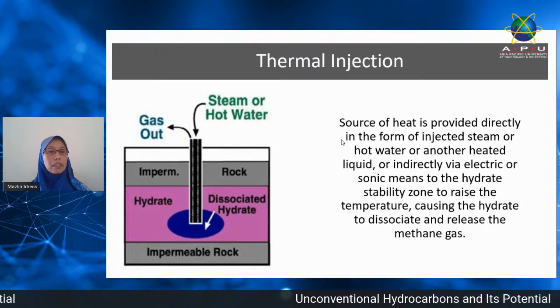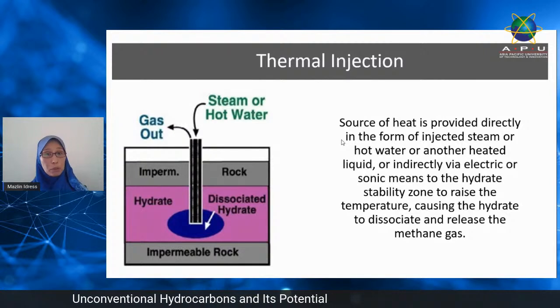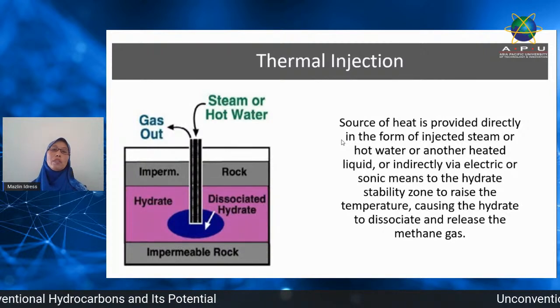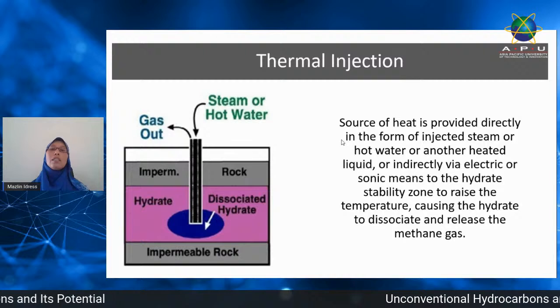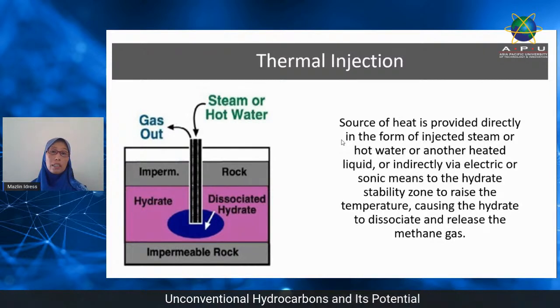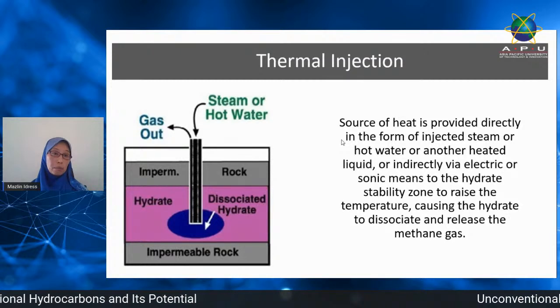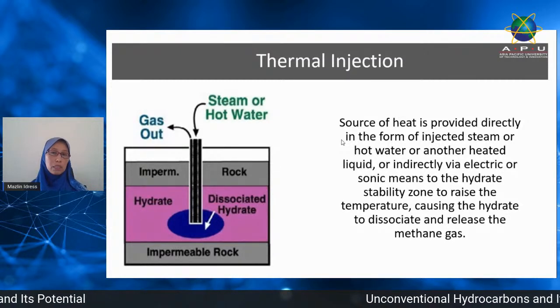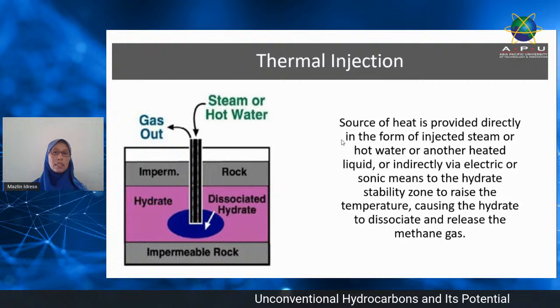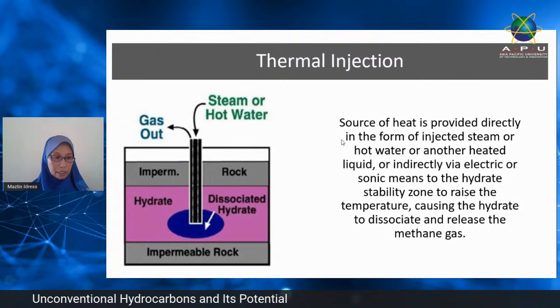Thermal injection method is basically as the name goes. We are introducing heat in the form of injected steam, hot water, or another heated liquid directly, or indirectly via electric or sonic means, to the hydrate stability zone to raise the temperature, causing the hydrate to dissociate and then releasing the methane gas.